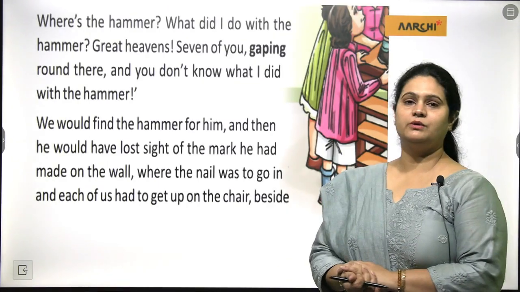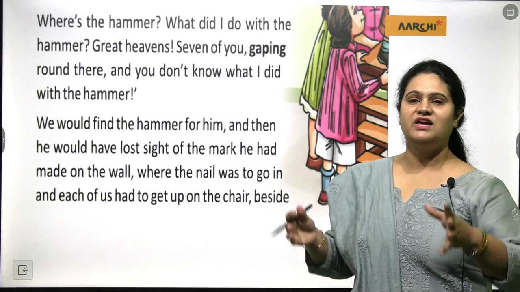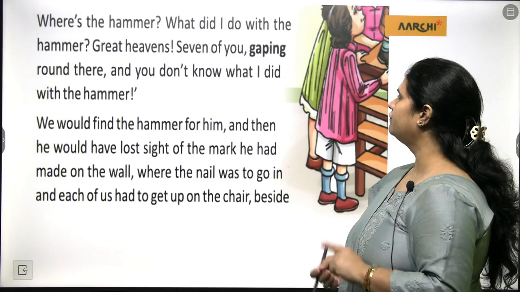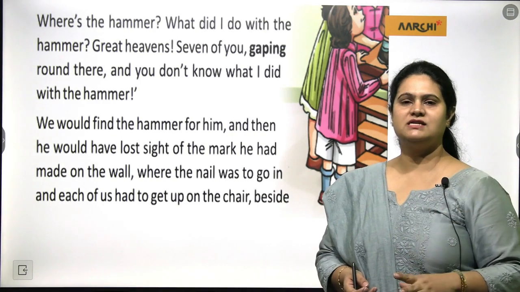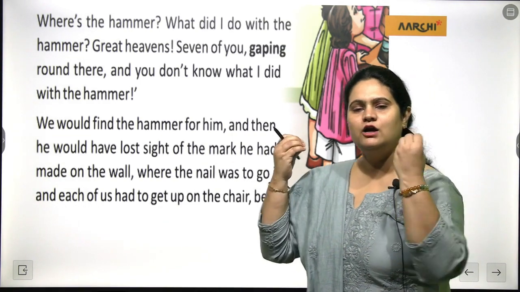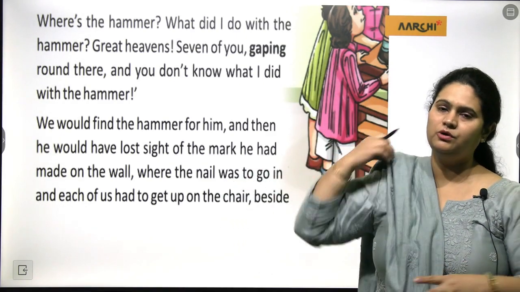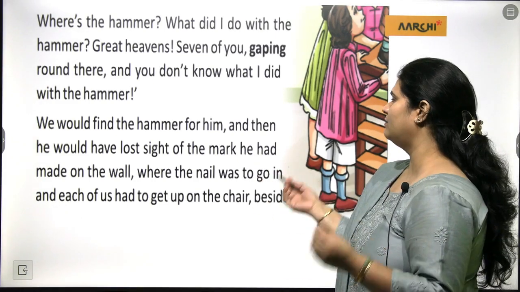Where's the hammer? Now he would say, "What did I do with the hammer? Great heavens!" Now he did not remember where he kept the hammer. "Seven of you gaping around there and don't know what I did with the hammer." He says, the seven of you, you all are looking at me, you all are gaping at me, and even then you don't know where I kept my hammer. We would find the hammer for him now.